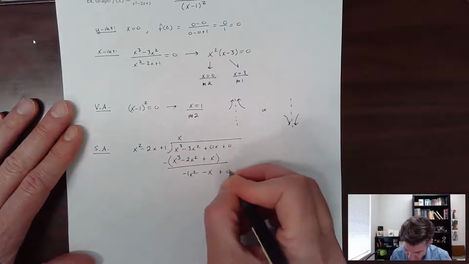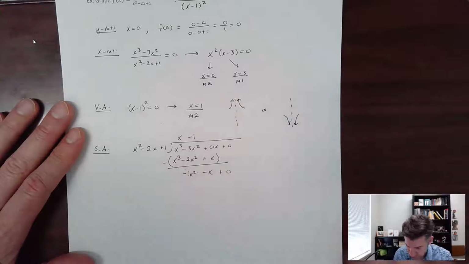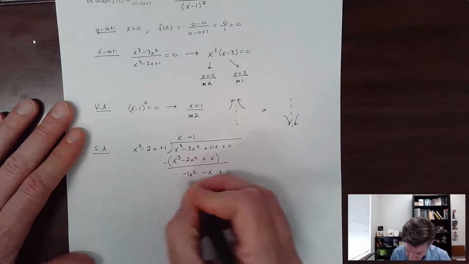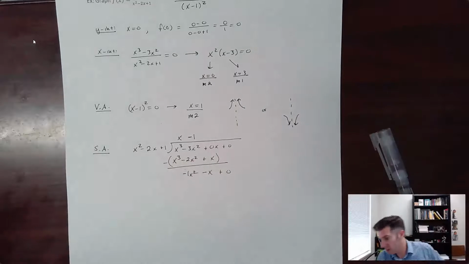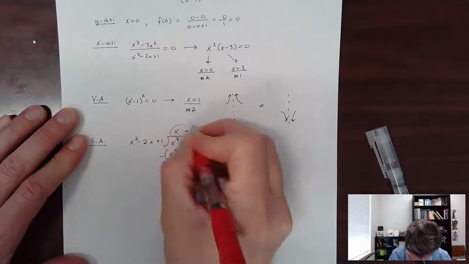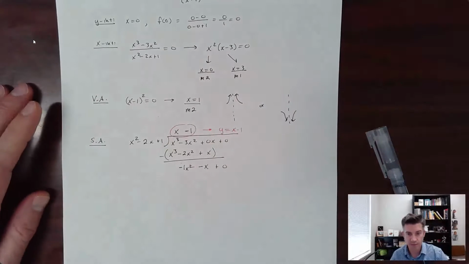Bring down the 0. What do you multiply by x squared to get negative x squared? Negative 1. And then we don't worry about the rest, right? So stop right there. So y equal to x minus 1 is my slant asymptote.